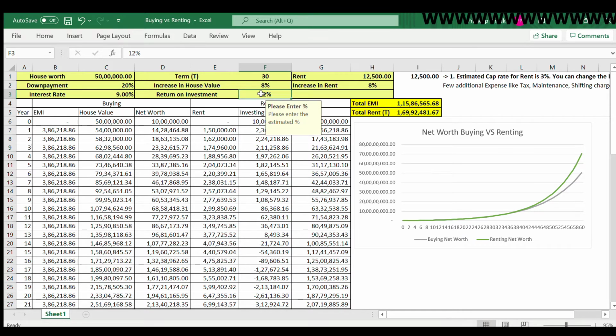That is, if you are able to earn a return of around 12% per annum by investing the differential, the delta amount, you are able to be much better off by renting instead of buying. So it's all about the assumptions and the present scenario. Depending on the house worth, the down payment available, the interest rate and the term, the two major factors that will have an impact are your estimated increase in house and rent value, as well as the return on investment that you're expecting from the delta, the investments that you're making.